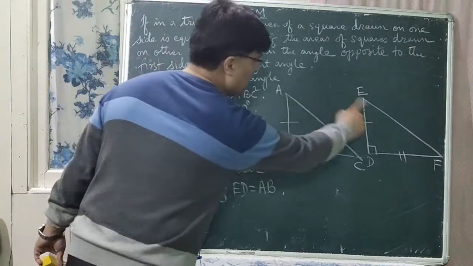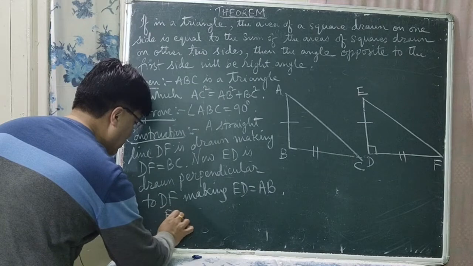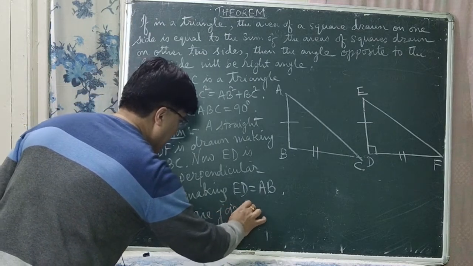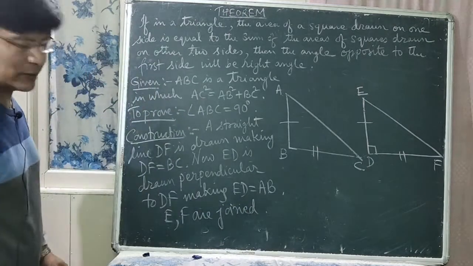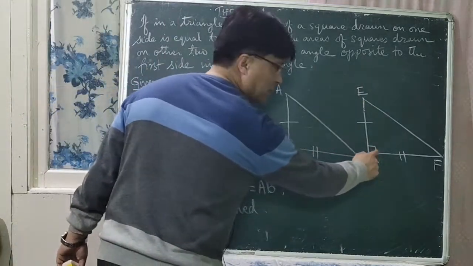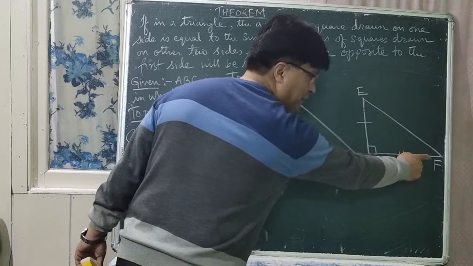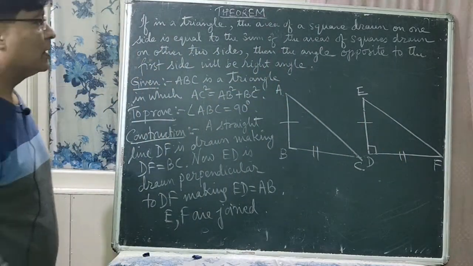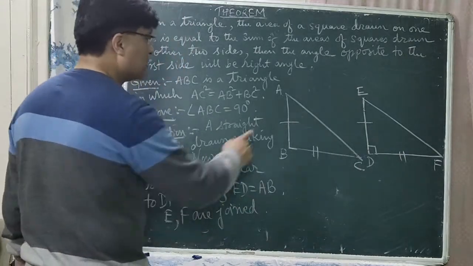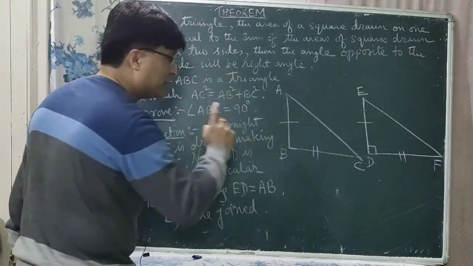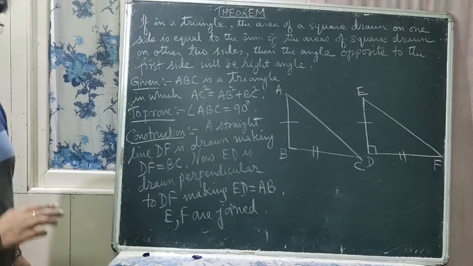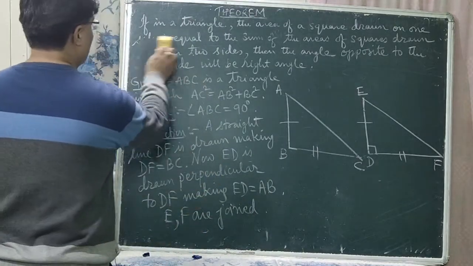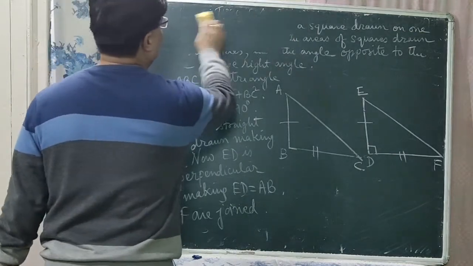Now you join E, F. So E, F are joined. Since ED is drawn perpendicular to DF, EDF is a right angle triangle. So now in the proof part, you have to prove this triangle ABC is a right angle with angle B equal to 90 degrees. Now let us prove it. So now we'll do the proof part.